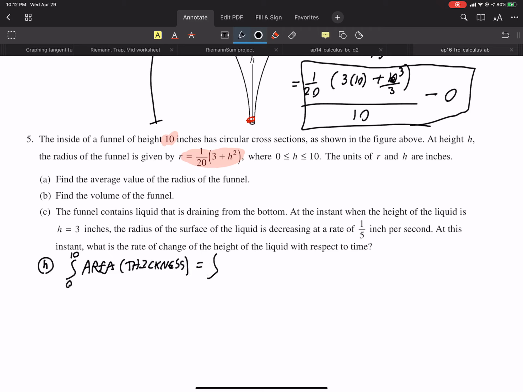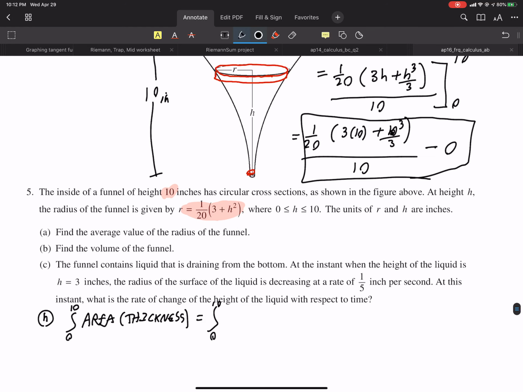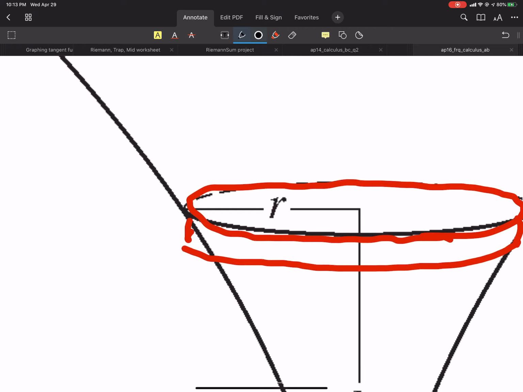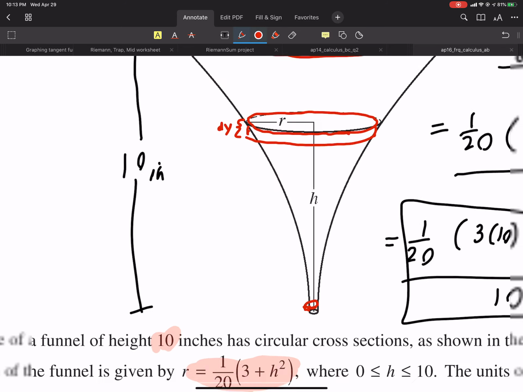But what is the area of our cross-section? We were told the cross-sections are circles. Area of a circle, pi r squared. And the thickness, if you were to look, let's zoom in. You like that, huh? That thickness is a change in y, because as you go up and down, y changes. So that's dy.